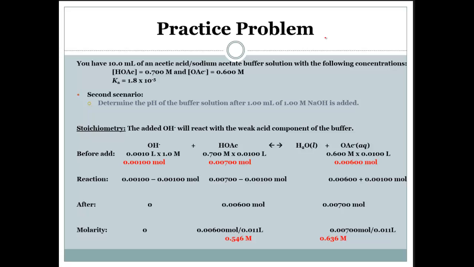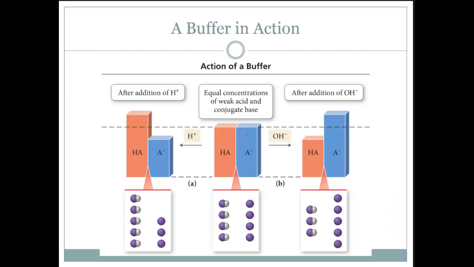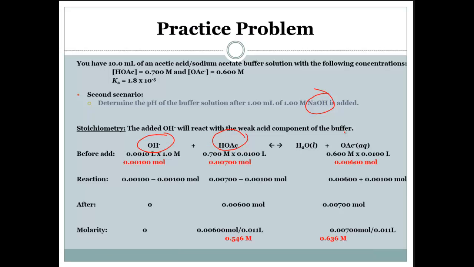We have the exact same buffer solution, but now we're adding base to it rather than acid. Rather than going through all the steps written out, I'm going to talk about it with the information already here, just because you've already seen it once before. This time, the base, the OH minus, is reacting with the acid. Remember that when we add base, it reacts with the acid, so the acid goes down, and the conjugate base goes up. So we need to figure out exactly how many moles we have first.